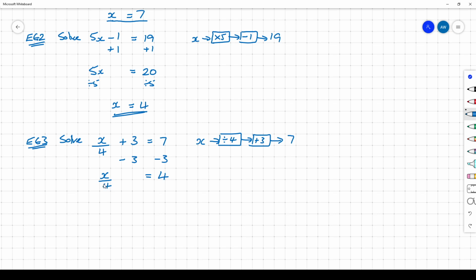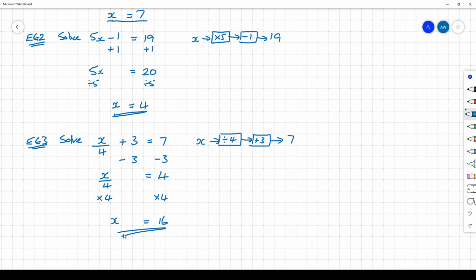So I want to turn a quarter x into 1x. How do I do that? I times by 4. Because that's the opposite to divide by 4 as well. Do it that side, I've got to do it that side. That gives me x, and that gives me 16. So there's my answer, there's my solution to that equation.